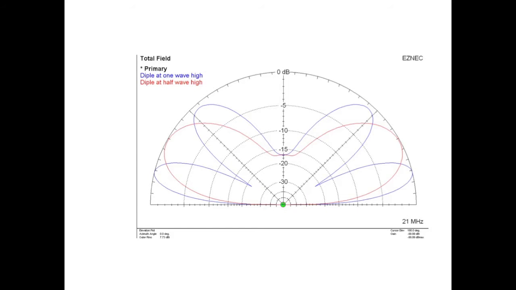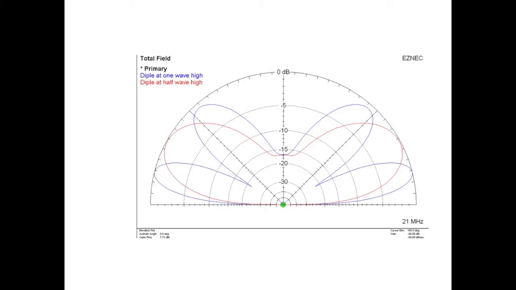Now, so far we have talked about a dipole a half-wave above the ground, but the question frequently comes up, is a higher antenna better? And the answer is maybe, maybe not. Let's take a look at a graph of two antennas, one a half wave above the ground and one a full wave above the ground. In other words, one antenna is twice as high as the other.